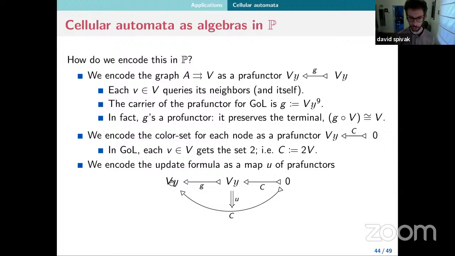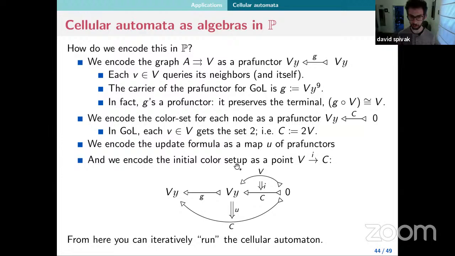It says, for every vertex, query your neighbors, ask them their colors, and the update must give you a new color for that vertex. So it's just a natural transformation. It's just a morphism, just a two-cell here. And then finally, given an initial color setup, what you do in the Game of Life is you start off in some situation, you start off by giving every vertex a color. So to give every vertex a color is to map V, the terminal Vy coalgebra, to C.